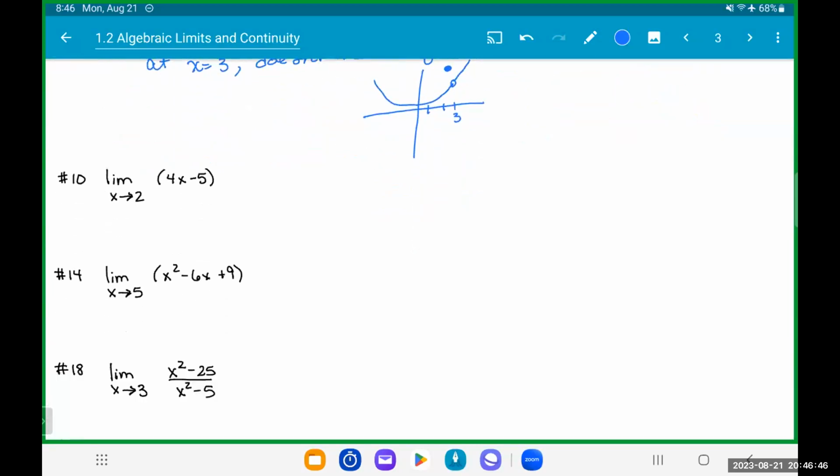So now let's use our theorem number 2 to answer some of these. That's the limits of our rational function. For the limit as x approaches 2 of 4x minus 5, what theorem 2 tells me is that I get 4 times 2 minus 5. All I'm doing is substituting in this value for all of the x's. So this gives me 8 minus 5, which is 3. So the limit as x approaches 2 of 4x minus 5 is equal to 3.